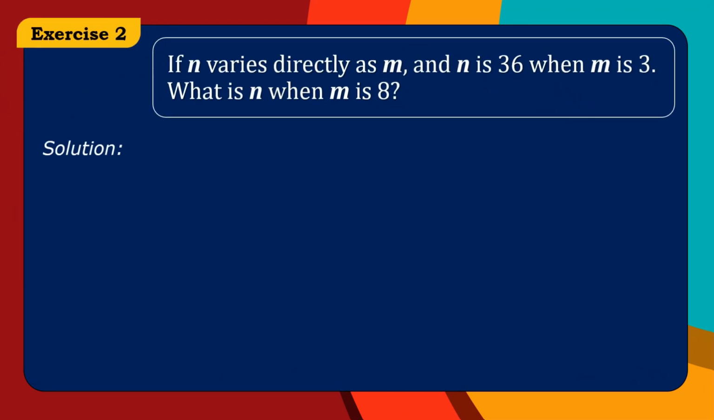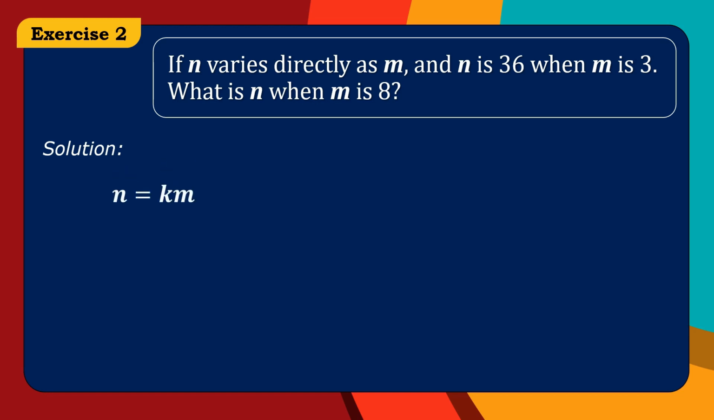Very good, my dear students. Now let's proceed to exercise number 2. Since n varies directly as m, we can express the equation as n is equal to k times m. And to solve for k, we simply substitute the values from the given condition.